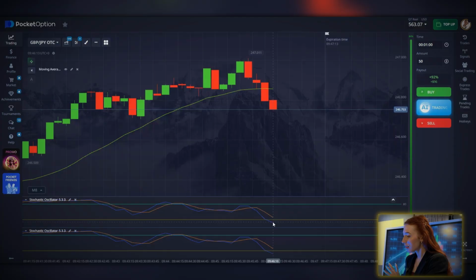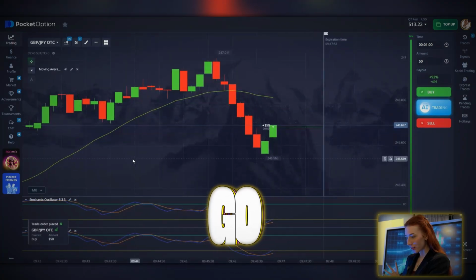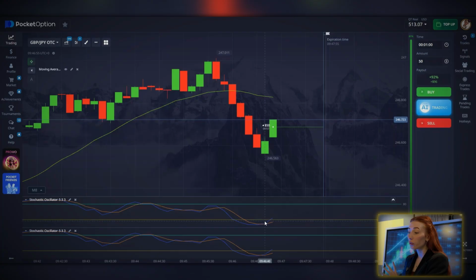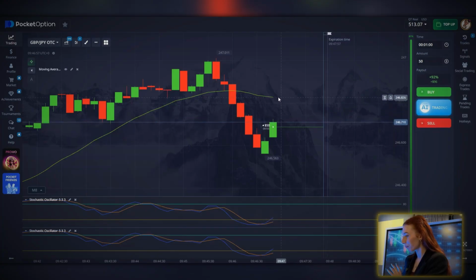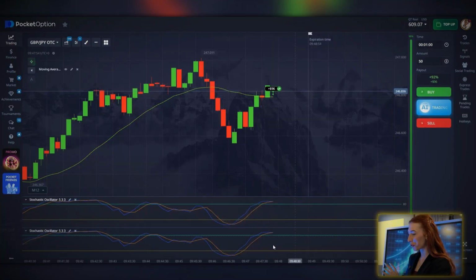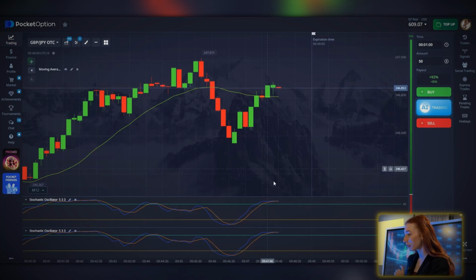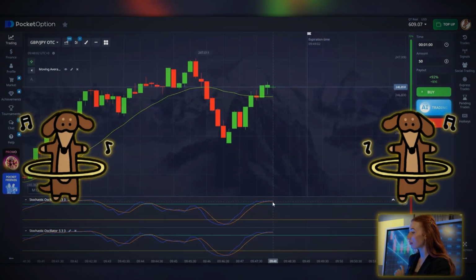Let's move on. Same pair again. Let's see what will happen. As I see, soon there will be an ideal situation for us. And, as I said, that's a good moment to place a call trade. And we are back in green. That's the beauty of having a system. One loss doesn't throw you off. You just follow the rules and keep going.